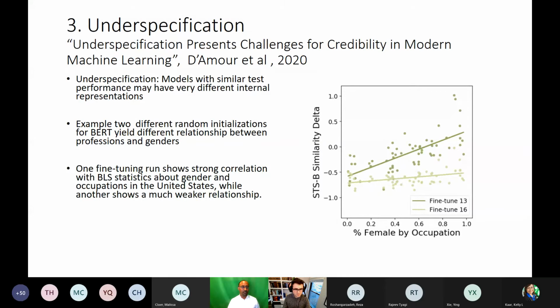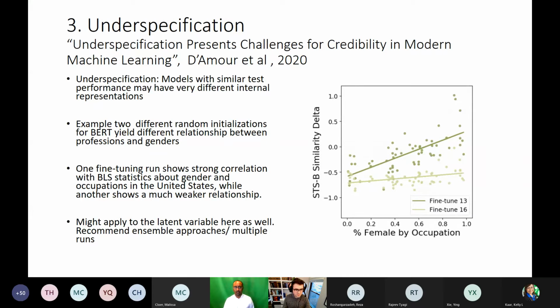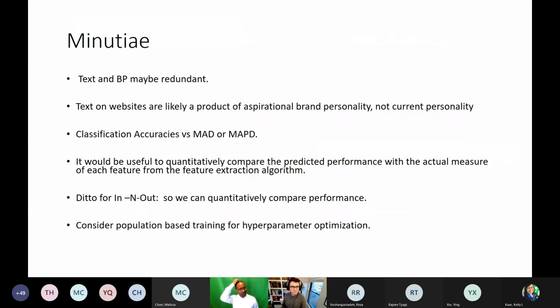And so from that perspective, I think it might be a good idea to add some additional ensemble approaches, or do multiple random samples and random starts to see if these latent vectors are pretty much stable or not. The nice thing about variational inference is that you not only get the latent representation, you also get their distribution. So you can now look at statistical properties of how those latent vectors compare with each other. There are a few minutiae in terms of text, and the brand personality may be redundant because one is being used to generate the other, and other elements within that, but I won't take up too much time on that.